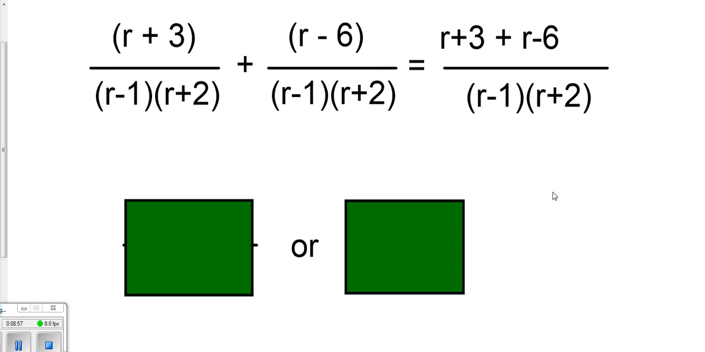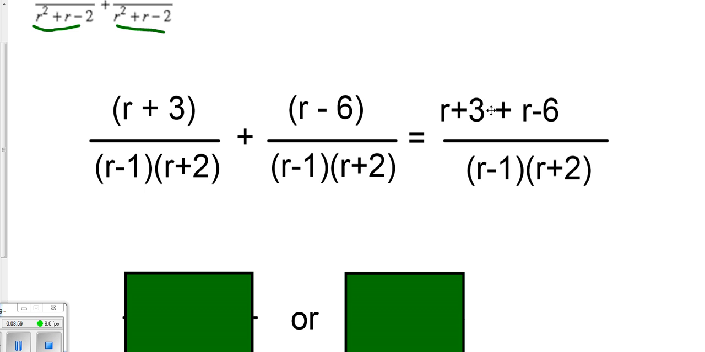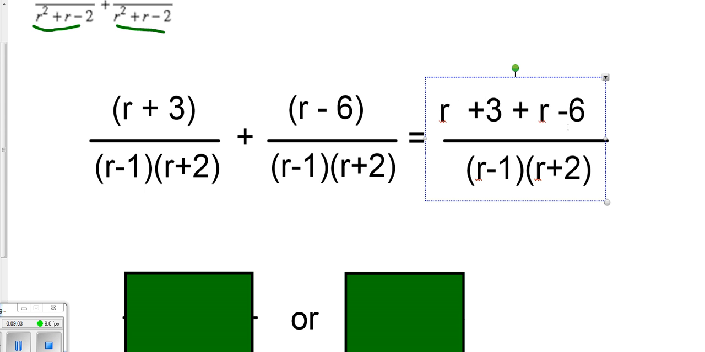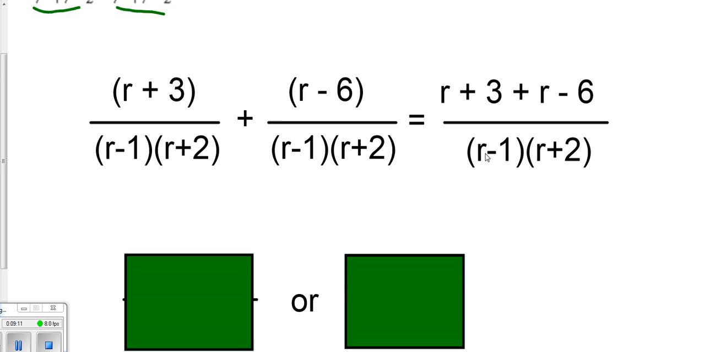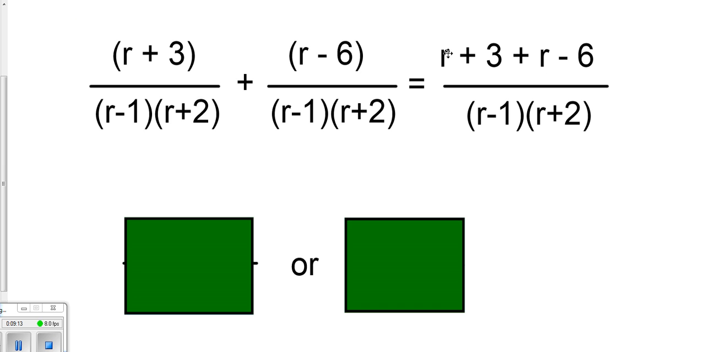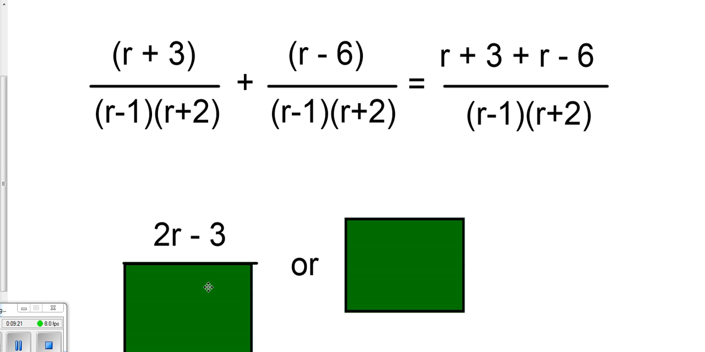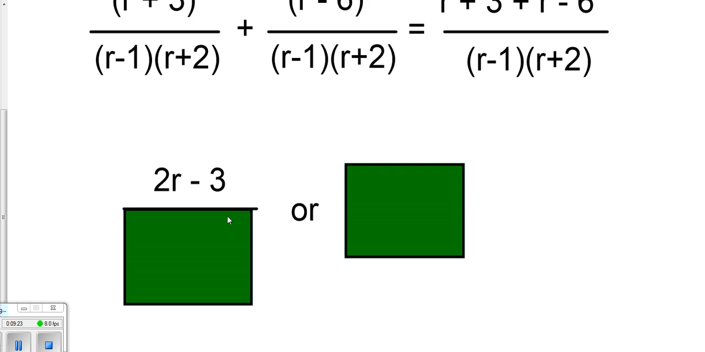So it should look something like this. R plus 3 plus r minus 6. I'm going to spread these out a little bit too. So, when we put our common like terms together, we have r plus r would make 2r, and positive 3 minus 6 would make minus 3. So we've got 2r minus 3.